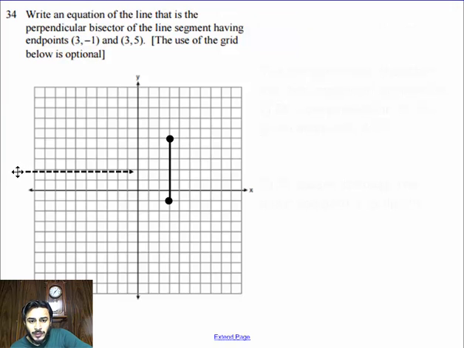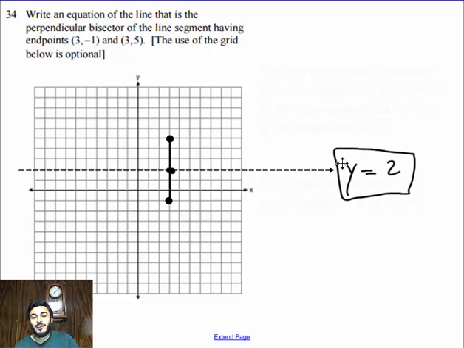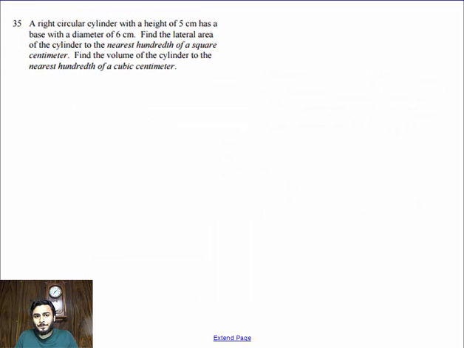So why don't I go ahead and just draw that perpendicular bisector for you so you can see it. The perpendicular bisector has to be, of course, perpendicular, and it has to go through the midpoint of that line segment. So the midpoint was right there. So this is the perpendicular bisector, that dotted line. What's the equation of that dotted line? Well, it's y equals 2. There you go. That's the answer. This one was pretty straightforward. Sometimes you don't get that lucky.